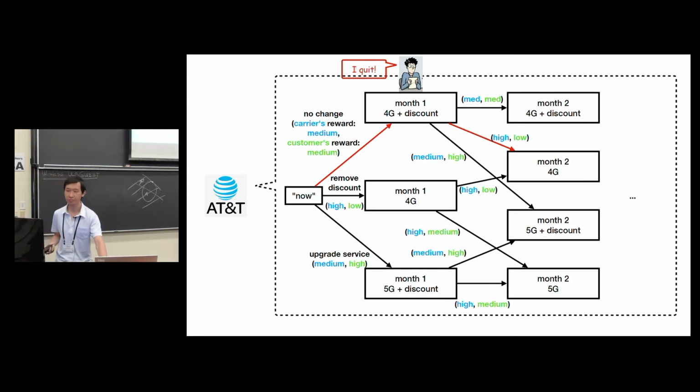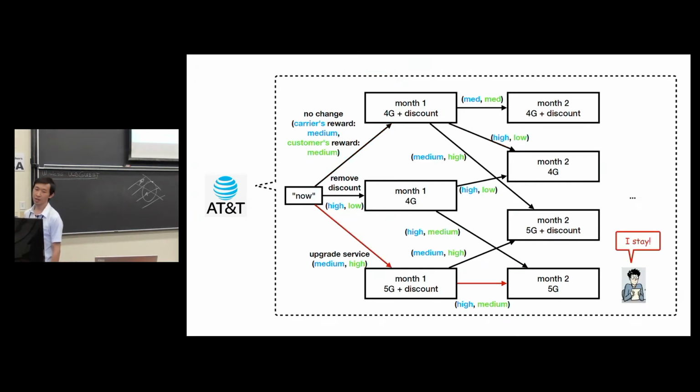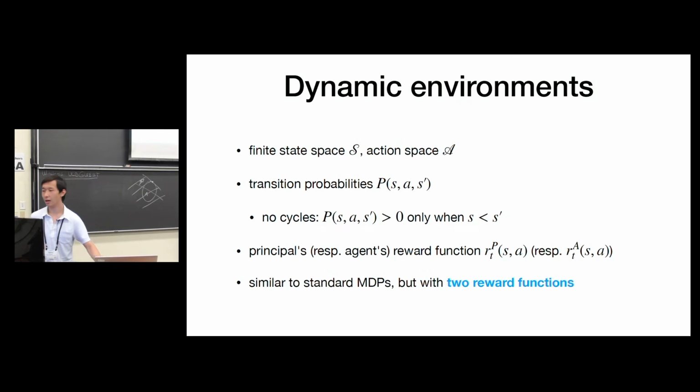So a third policy is the carrier could upgrade the service to 5G in the first month and then remove the discount in the second month. So this is actually the most sensible policy in this graph, I guess, because customers clearly staying in the program in the first month. But after that, the discount is no longer there, but customer gets 5G, which kind of compensates the loss, so the customer is still staying. And that's the idea of this problem.